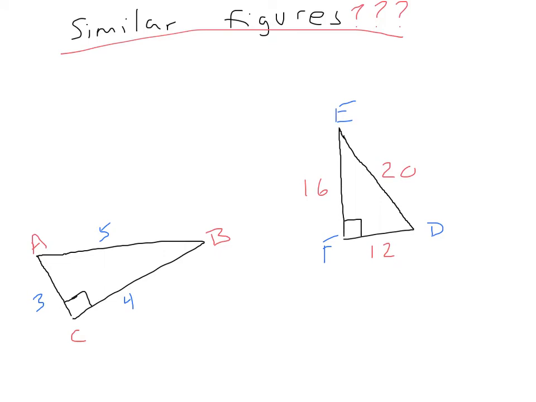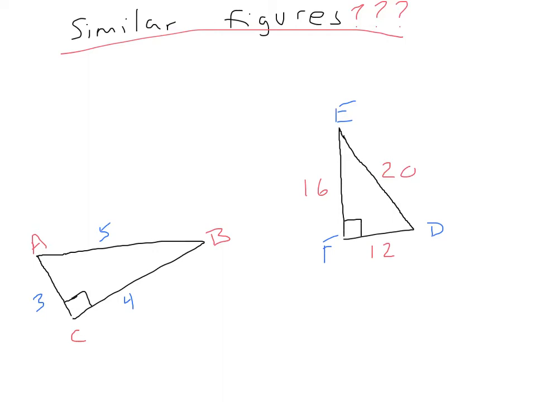Now, if you're given two figures, how can you tell if the figures are similar? Well, similar figures must have corresponding sides that are in the same ratio. The angles must be the same, however, their size can be different. Though it looks like these are relatively close in size, you can see as labeled, they're very different in size. The first, ABC, has side lengths 3, 4, and 5, and the second has side lengths 16, 12, and 20.